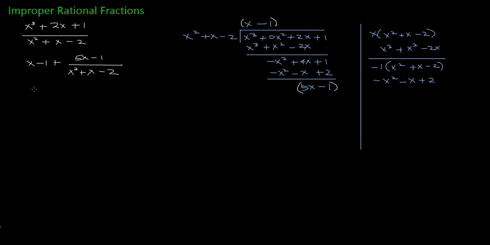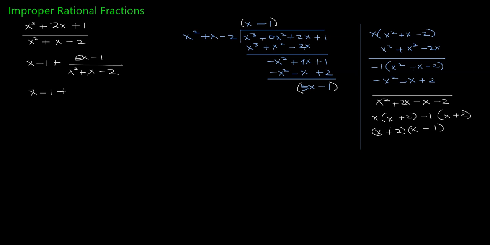So let's go ahead and put it into factors, because already we can see that the bottom side we need to factorize, and I'll do it here quickly on the side, which is x squared plus 2x minus x minus 2. So if we pull out x here, x plus 2 minus 1 x plus 2. So our final factors are x plus 2 and x minus 1. So simply put, we have x minus 1 plus 5x minus 1 over x plus 2, x minus 1.